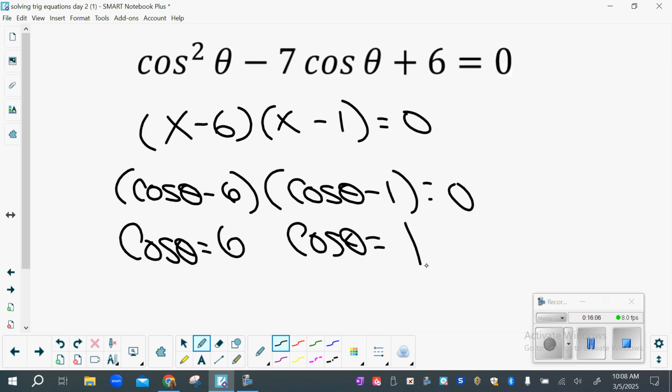And what I warned you about yesterday is going to happen. Does 6 exist on our unit circle? No, that's called an extraneous answer. It's bad. So just look at the places where cosine is 1, which I believe is 0 degrees. And that's it. That's it.